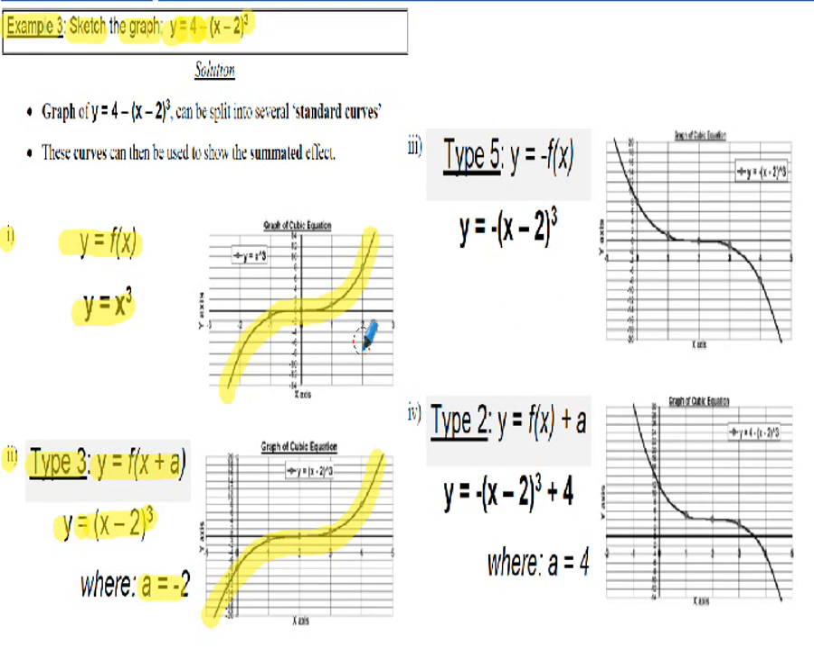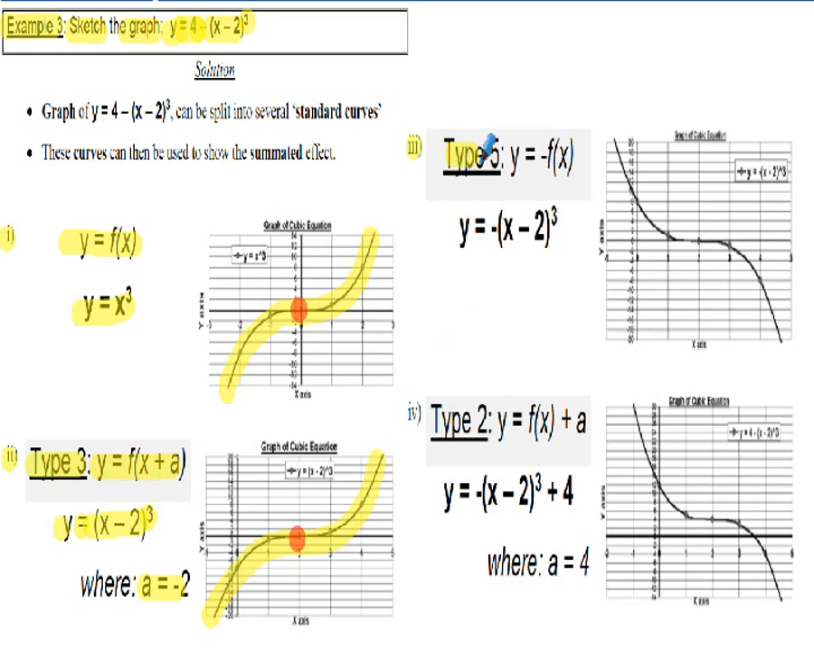So in step 1 above, in the original equation y equals function of x, the equation y equals x cubed passes through the origin (0, 0). But in step 2, under a type 3 transformation, the curve is now shifted 2 increments to the right. So the (0, 0) in step 1 has now become (2, 0) in step 2.